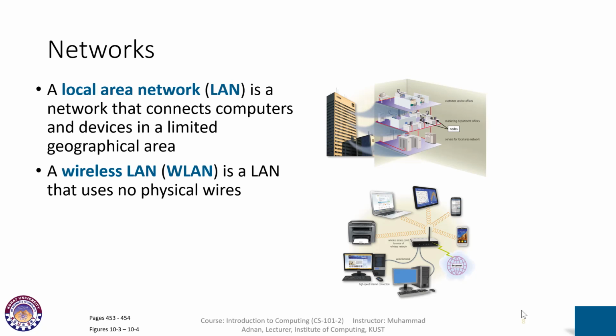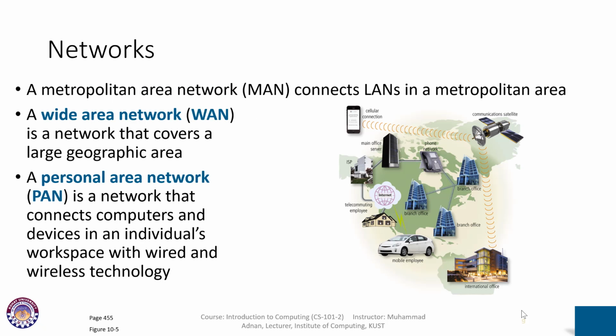So that is why WLANs are now replacing the old local area networks that use physical communication lines. Then we have metropolitan area networks that connect LANs in a city area. So metropolitan is like a small city where different LANs are further connected together. A wide area network, called WAN, is a network that covers a large geographic area.